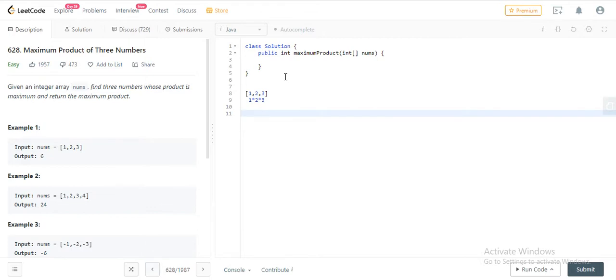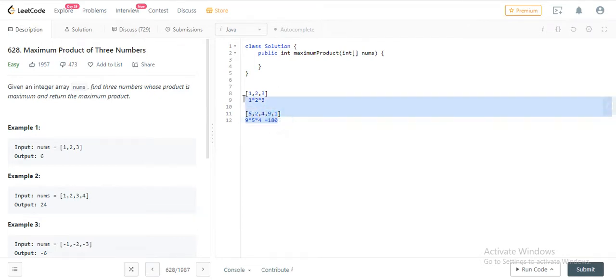Another example will be 5, 2, 4, 9, 1. Here the output will be 9 multiplied by 5 multiplied by 4. So it is 180.